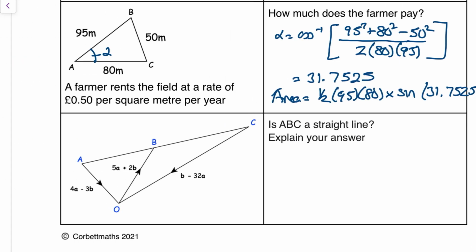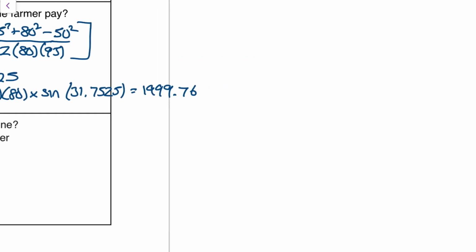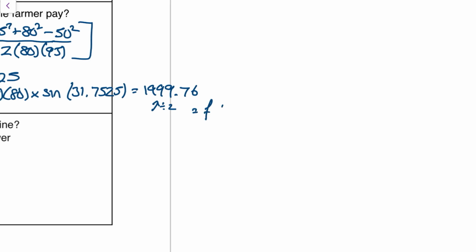So the question then says the farmer rents the field at a rate of 0.5 per square metre. So in other words, the amount he pays, I'm going to divide this by 2, and that's going to give me 999.88. In other words, £999.88 per year, because it wasn't clear how long I'm renting it for.